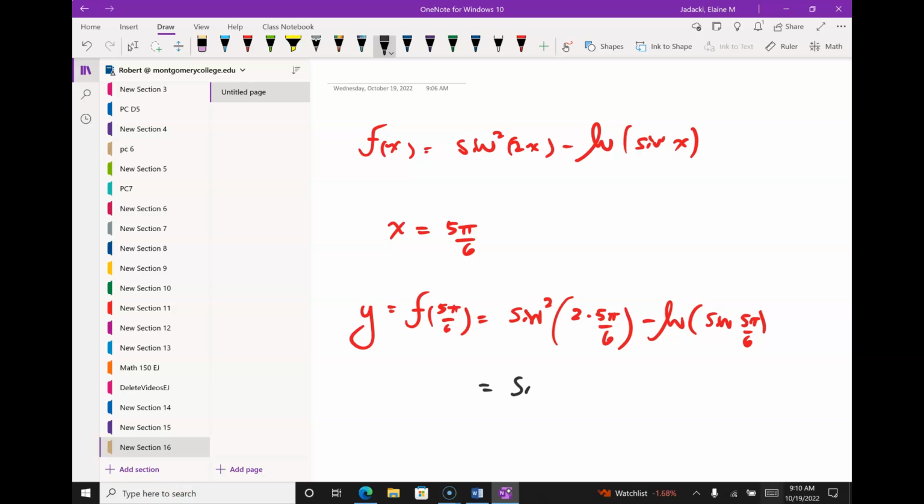So this is what? Sine squared of 5 pi over 3 minus the natural log of sine of 5 pi over 6, which is positive 1/2. We agree with that? This is how I think about that. I cut pi into 6, which means the whole pizza into 12, and I count the 5th slice. 1, 2, 3, 4, 5. So it's this triangle that I'm dealing with, and I know sine is positive there. I know sine of pi over 6 is 1/2.